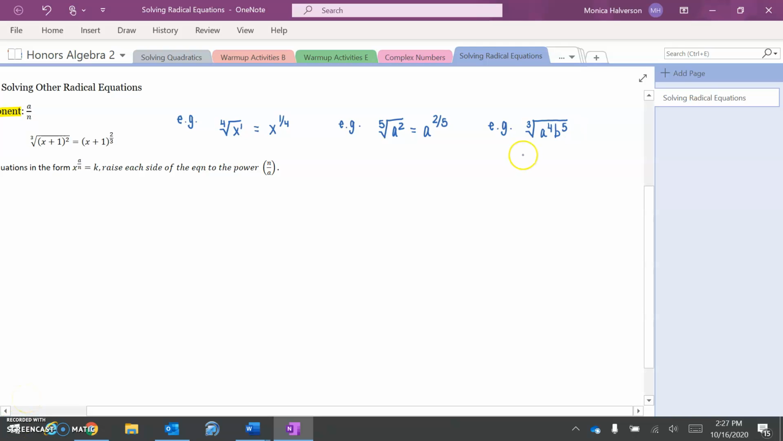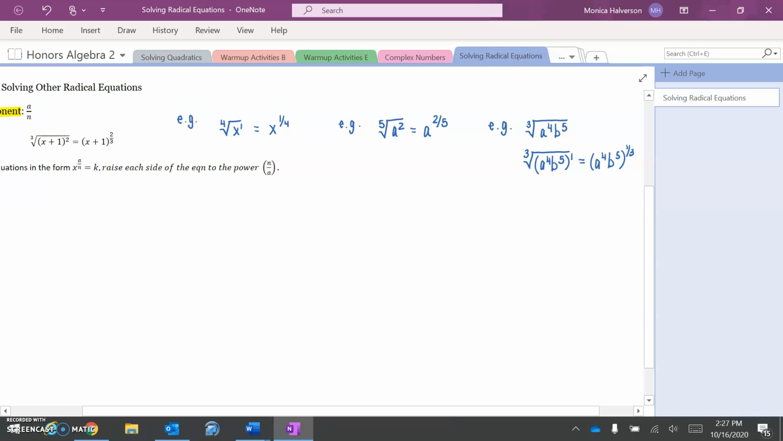Well, for this one, this could be rewritten as the third root of a to the 4th, b to the 5th, all raised to the first power, which would then be rewritten as a to the 4th, b to the 5th, raised to the 1/3.